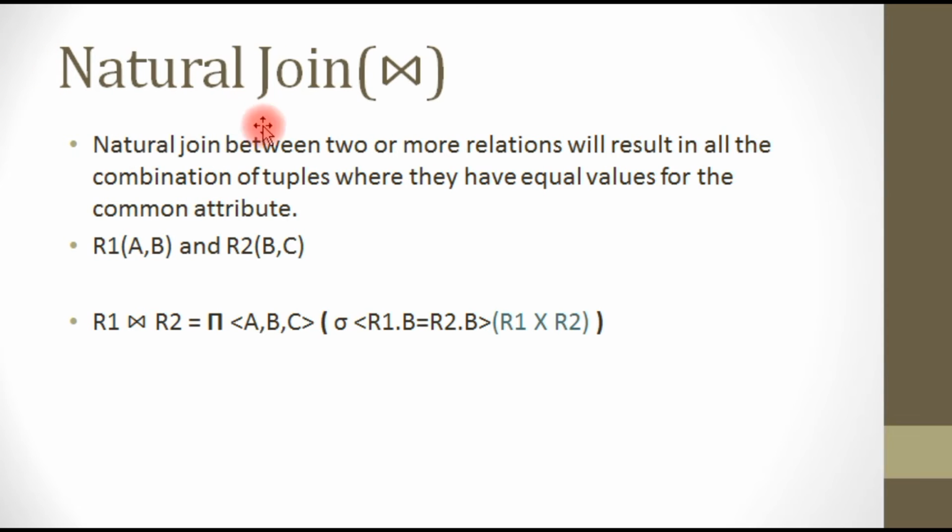Now see what the natural join is. A natural join between two or more relations will result in all the combinations of tuples where they have equal values for the common attribute. So first of all, when you are operating a natural join on two relations, R1 and R2, there must be a common attribute in both relations. Let's suppose if here we have A, B, C, then the other relation must have C, D. At least one attribute must be common.